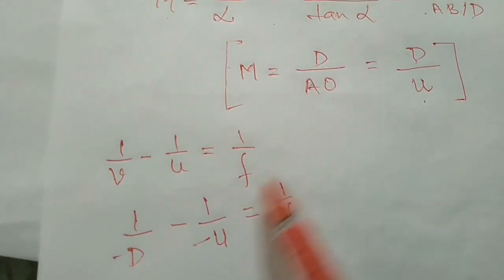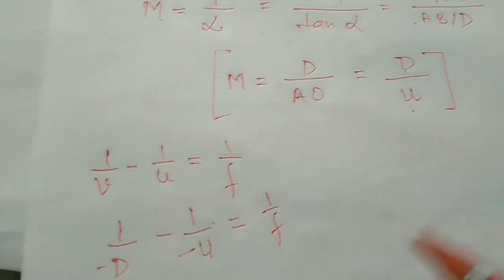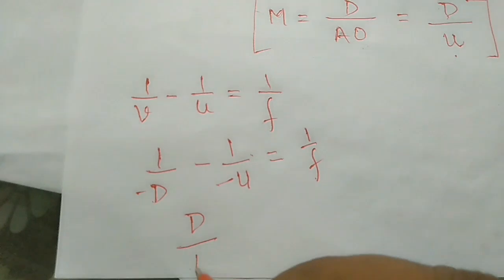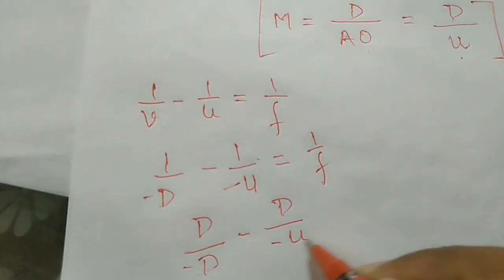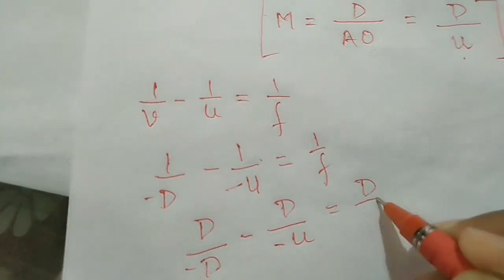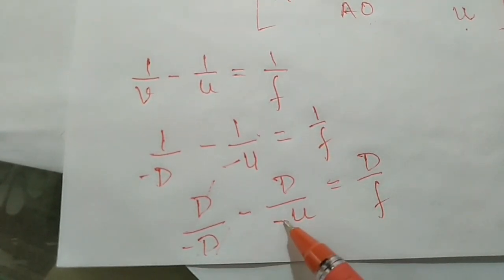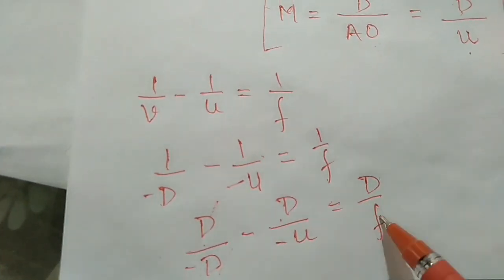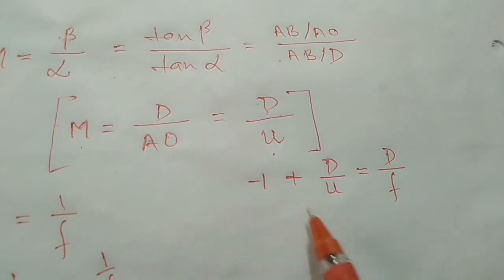So here it is D by U. If I multiply by D, what will be here? On multiplying with D, D upon minus D minus D upon minus U is equal to D upon F. So this D is cancelled, and this minus becomes positive. So minus 1 plus D by U is equal to D by F. And what is D by U? The magnifying power.